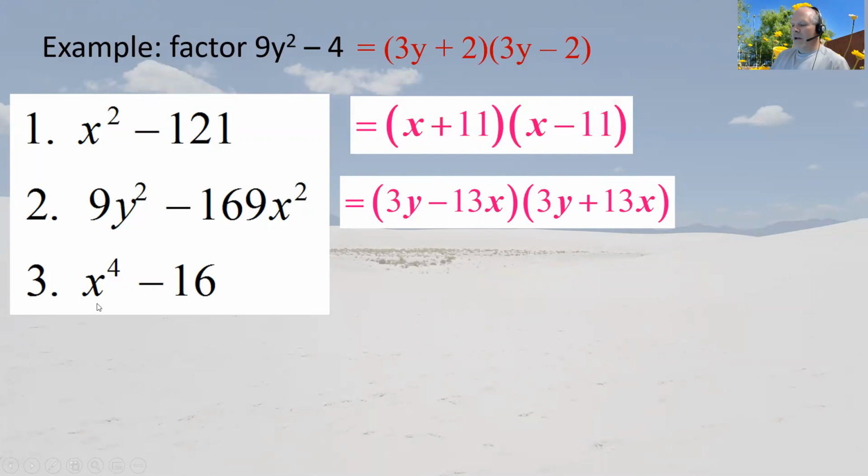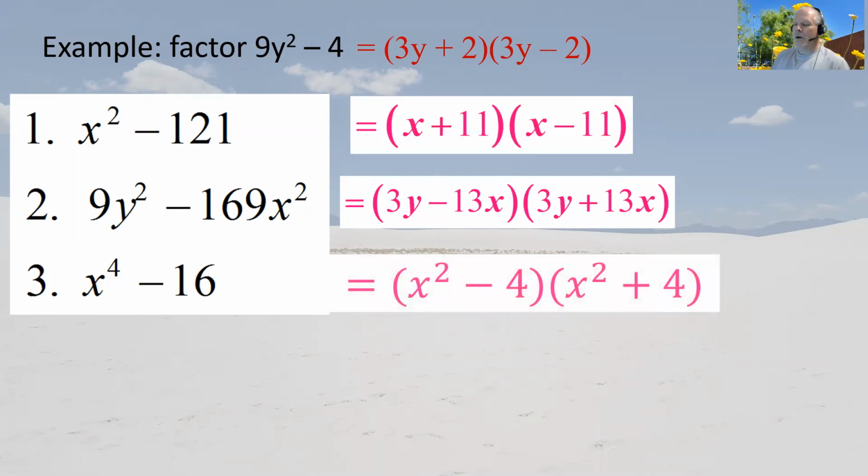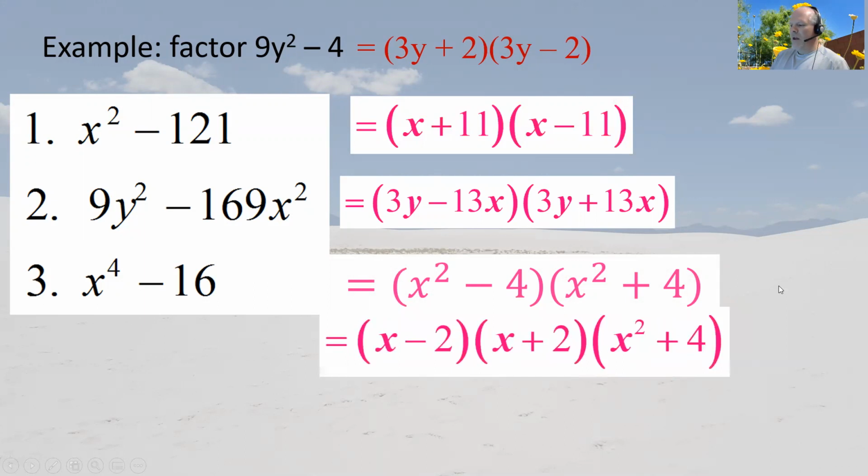Example 3, x to the fourth is a perfect square, as is 16. So when we factor this, we get x squared minus 4 times x squared plus 4. However, you may notice that x squared minus 4 is itself a difference of squares, because we have a perfect square of x squared and a perfect square of 4 with a minus sign in the middle. So this binomial also you can factor using the difference of squares rule. So you end up with x minus 2 times x plus 2 times x squared plus 4, because the x squared minus 4 factors into x minus 2 times x plus 2.